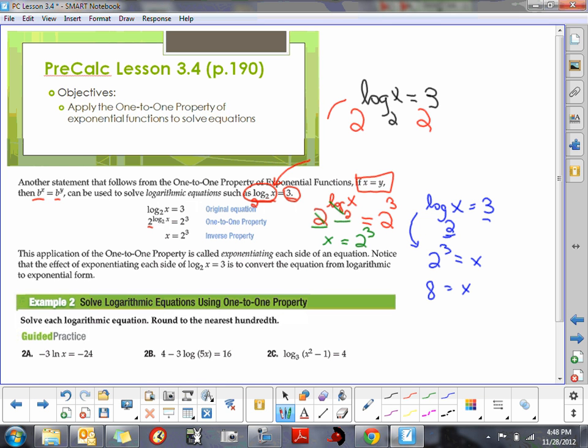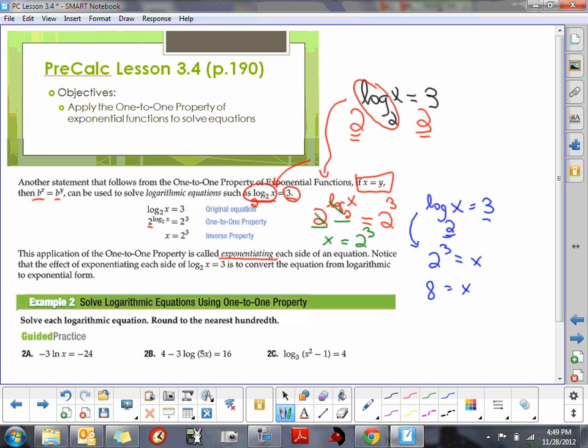And really what we're doing is we're thinking of it in terms of this one-to-one function. If I want to get rid of a log base 2, what would be the inverse of a log base 2? And that is to exponentiate to a power of base 2. As long as you do it to both sides, you create an equivalent expression. So this is what they're saying here. It is called exponentiating each side of the equation.